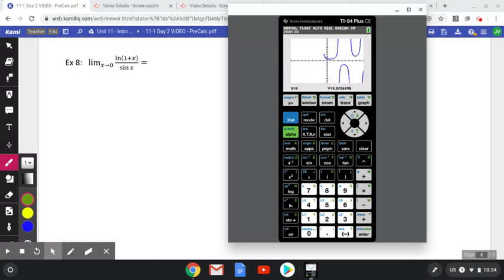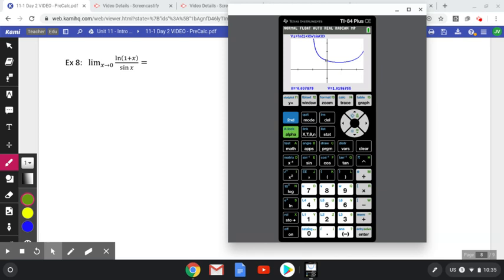So I'm going to hit that zoom in, cursor up over 0 and see maybe what's going on here. We can hit trace, and we can see when x is 0, there is no y value. If we look at the values from the right, those values seem to maybe be getting closer to maybe 1, who knows? And if I start from the left and approach 0 from the left, my y values look to be maybe approaching 1.